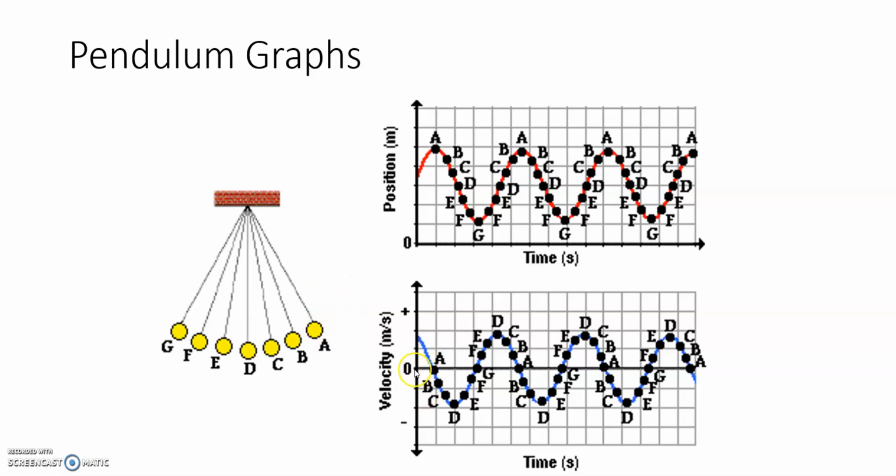Velocity is very similar, except now we become negative, or zero in the middle, and it becomes negative. So that's what we're looking at on these pendulum graphs. The first one doesn't look to be labeled correctly. Our low spot should be D, so that one could use some correcting. I pulled this off the internet, so that one could use some correction.